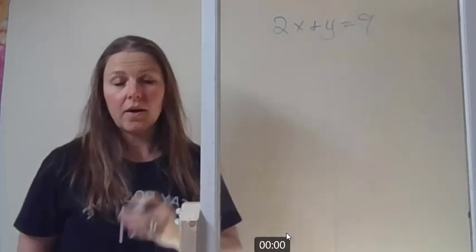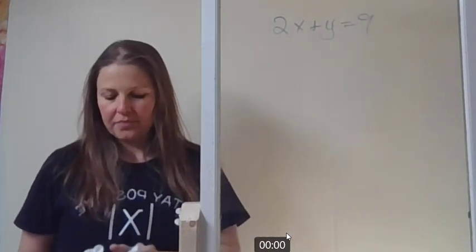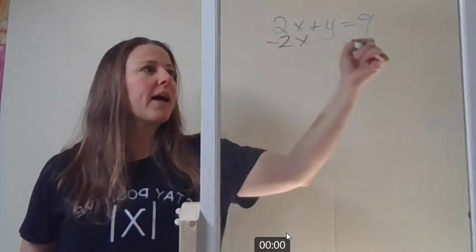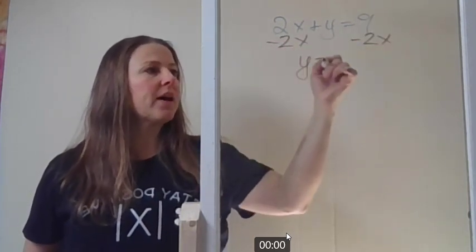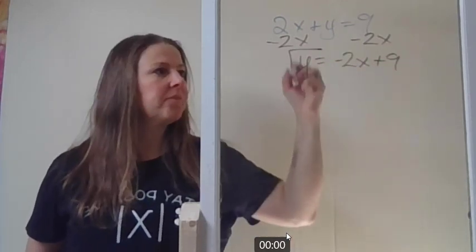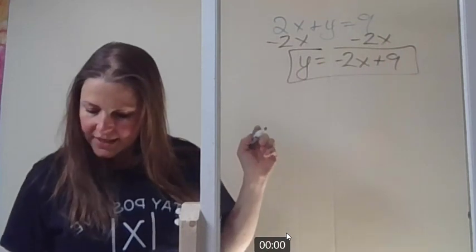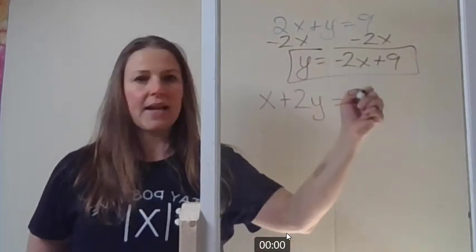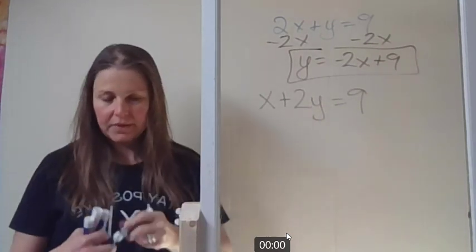You can go ahead and hit pause, or you can just keep on cruising. This one's pretty smooth because all you need to do is subtract the 2x. So you have y equals negative 2x plus 9. Done. All right, try this one. x plus 2y equals 9. You can hit pause, or you can just keep on cruising.